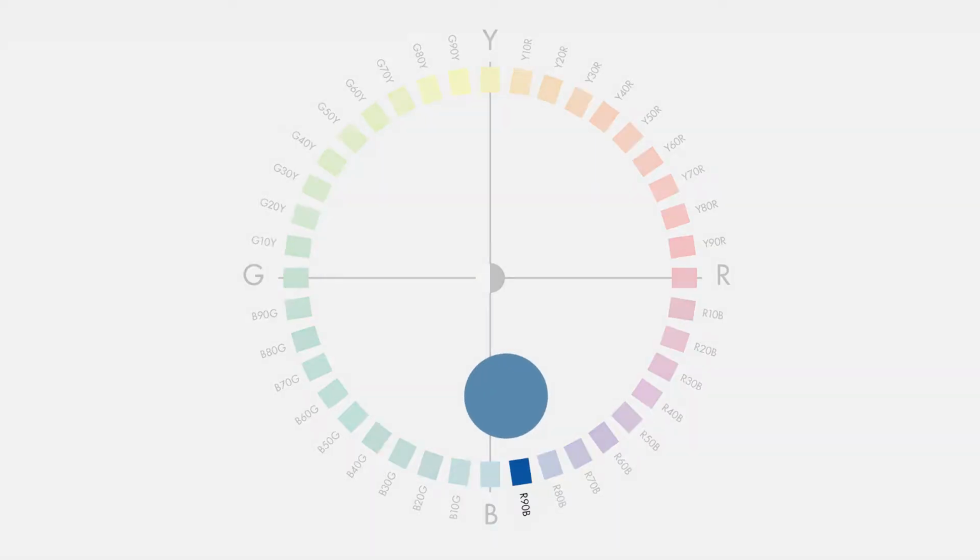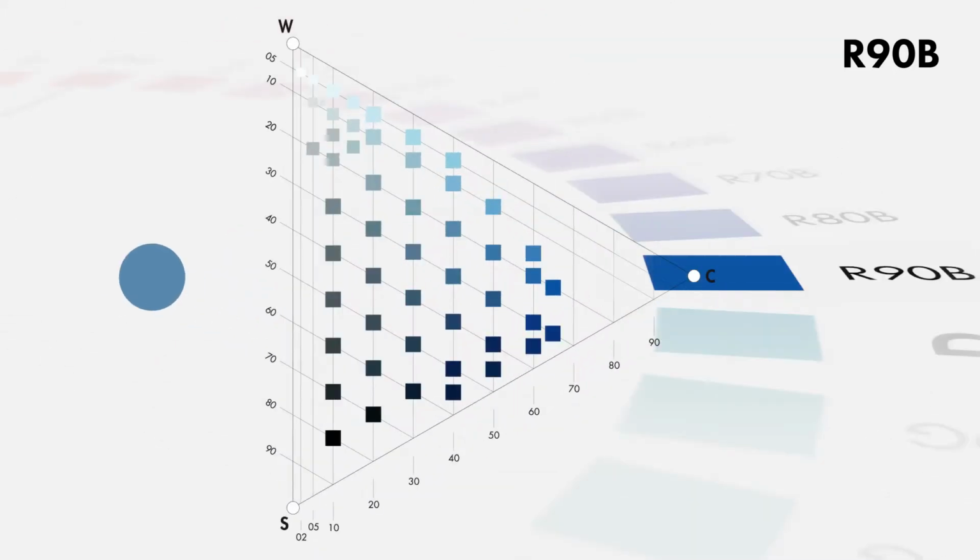It's a blue with 10% redness and 90% blueness. The hue is called R90B, as we read things clockwise, from red to blue. A pure blue would be B only. Now that we know the hue of our colour, we need to describe its nuance.